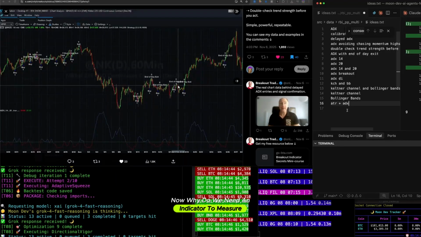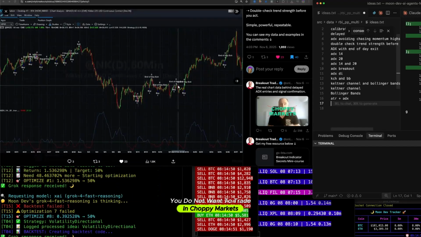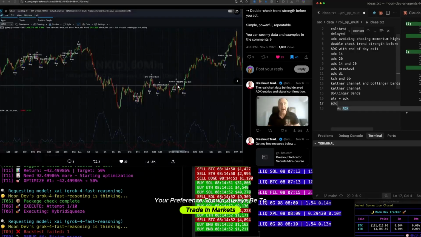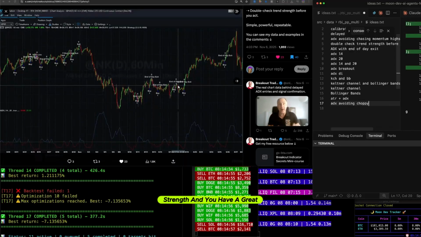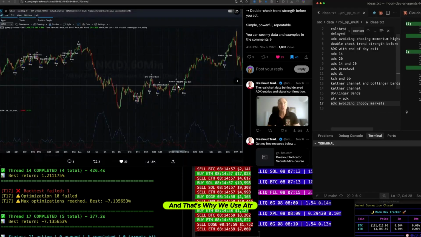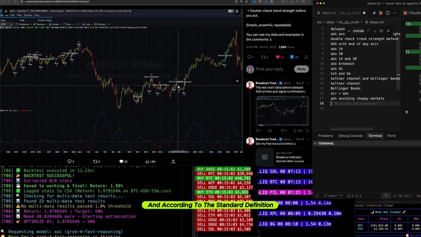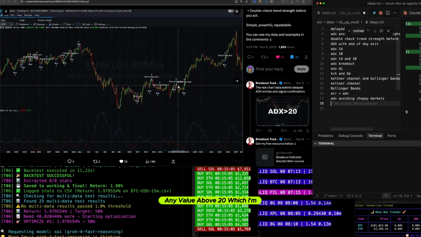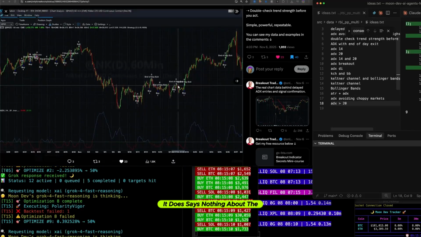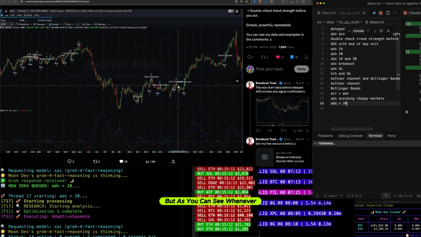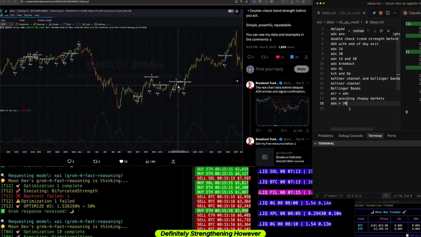Now, why do we need an indicator to measure strength of the trend? Well, it's very easy. You do not want to trade in choppy markets. Your preference should always be to trade in markets which are moving, where you have momentum, strength, and you have a great potential to make money. And that's why we use ADX. ADX looks like a simple curve indicator, and according to the standard definition, any value above 20, which I'm marking here on the chart, should indicate a strength of the trend. It does say nothing about the direction, but as you can see, whenever we cross ADX level over 20, we can obviously see that the current trend is definitely strengthening.